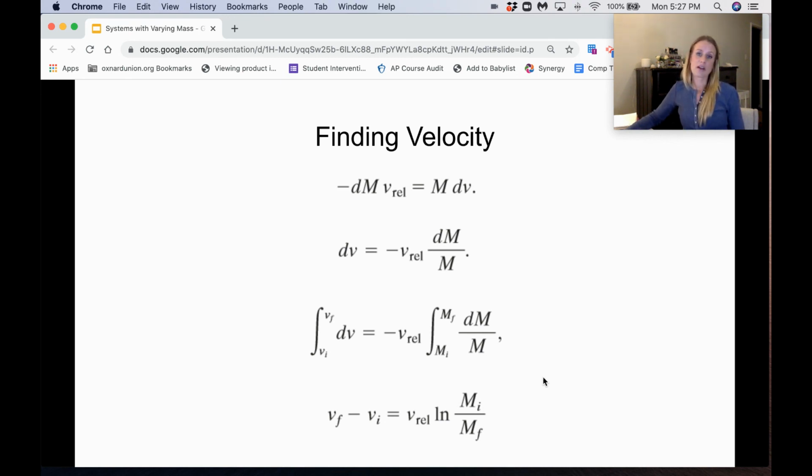This is our other important equation for systems with varying mass. If you want to find a final velocity and you have an initial mass and a final mass, or if you want to find the final mass of the rocket and you have an initial velocity, a final velocity and a relative velocity, then you can find those things using this equation. Again, this last equation is the most important thing here. I would write that down and box it, and know how to use it. We'll have a couple of examples of how to use these equations in the next couple of videos.